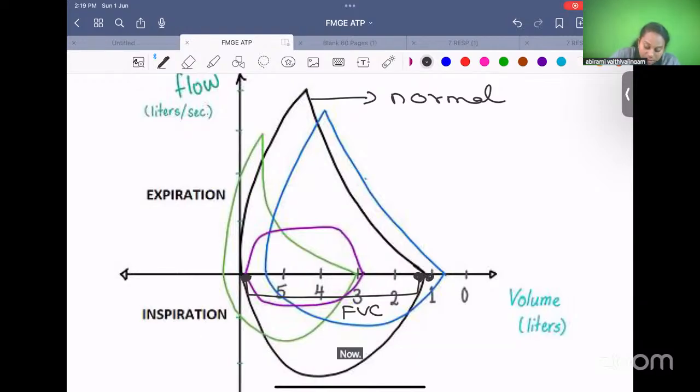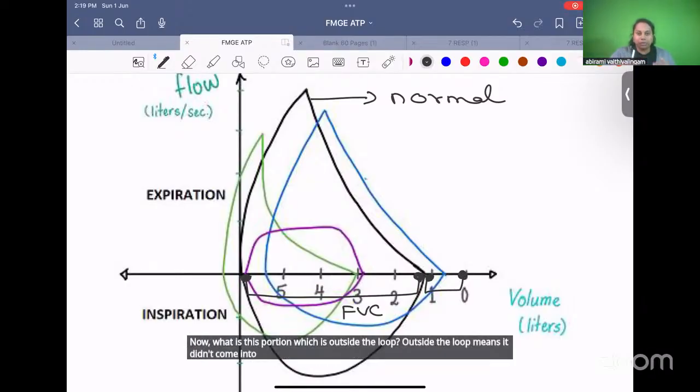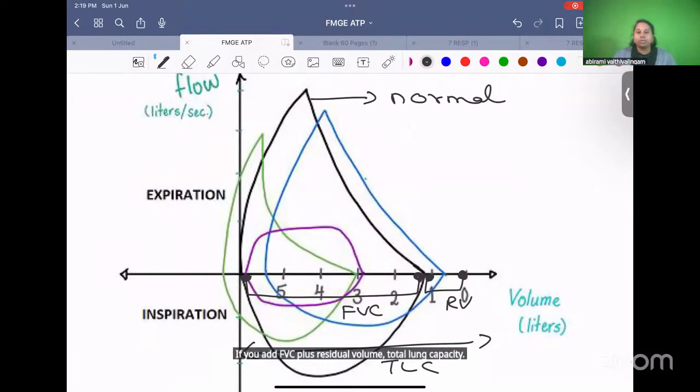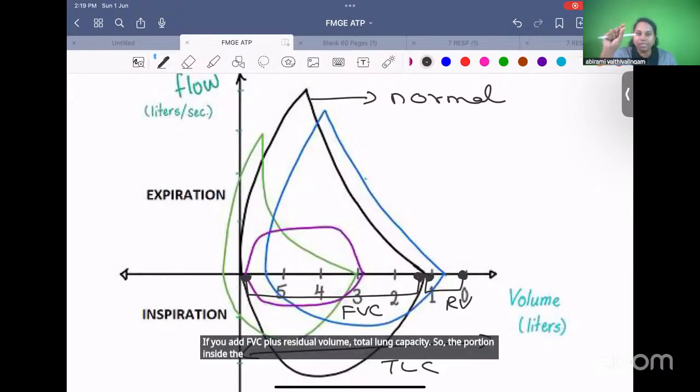Now, what is this portion which is outside the loop? Outside the loop means it didn't come into the breathing tube at all. It didn't come out at all. Residual volume. Exactly. This is residual volume. If you add FVC plus residual volume, total lung capacity. So the portion inside the loop is FVC, outside the loop is residual volume. Add both, you will get total lung capacity.